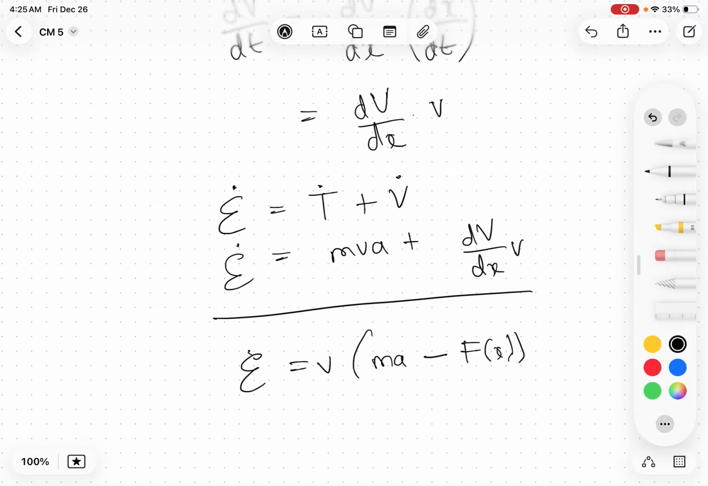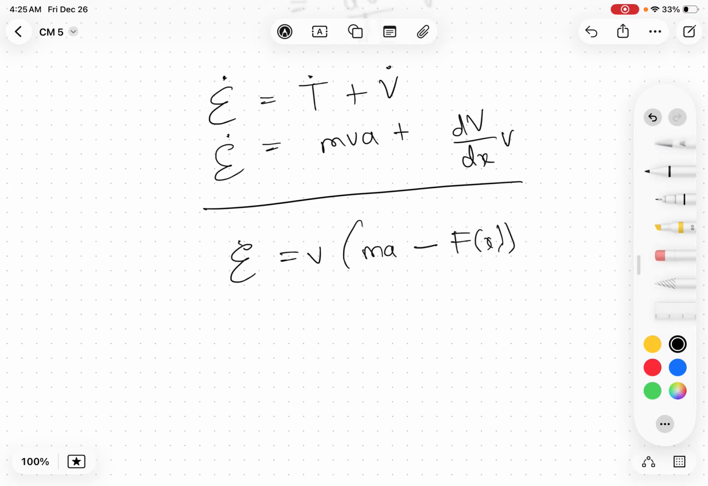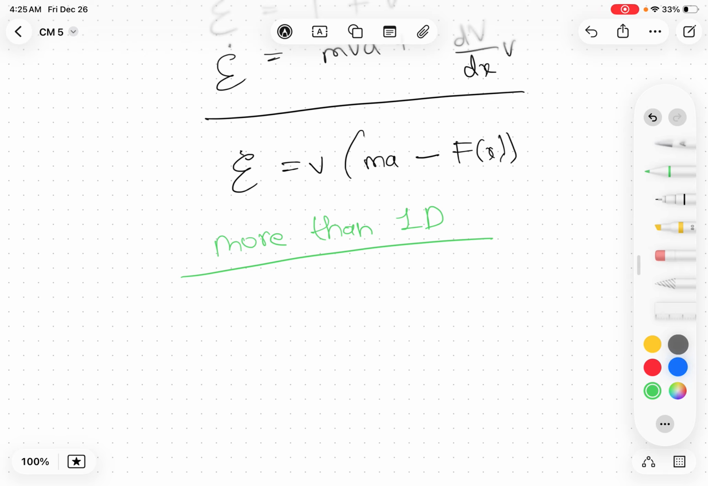And now, so far we spoke about something in just one dimension. So what about we go to more than one dimension? Let's see now.